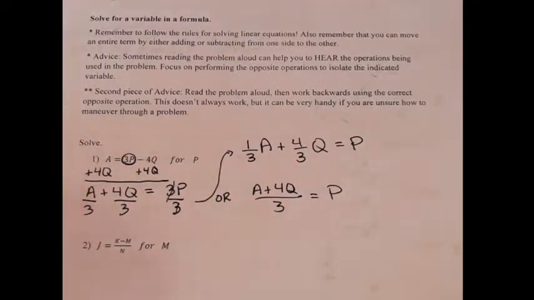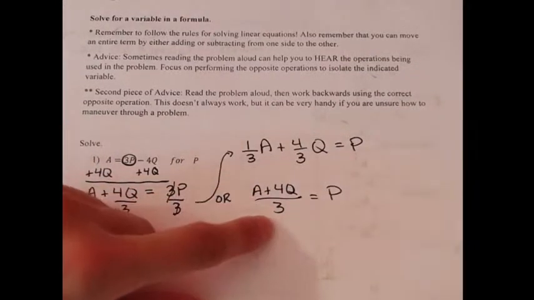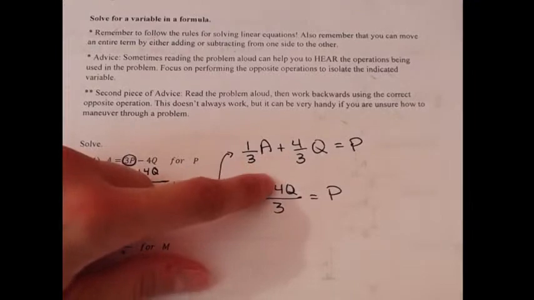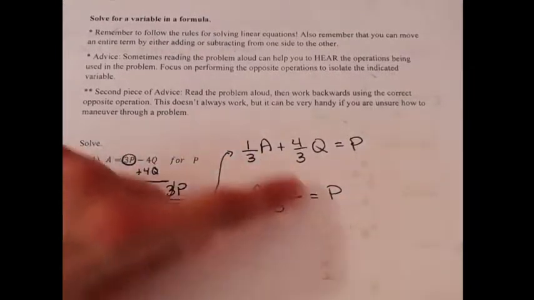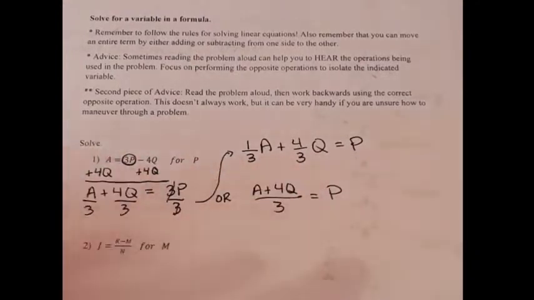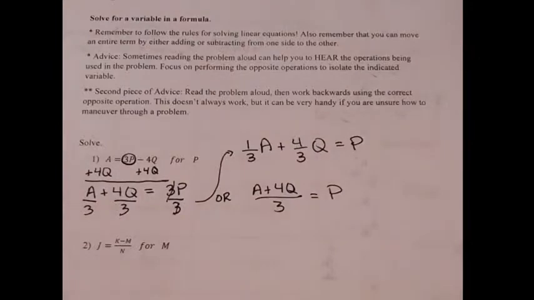the only downfall with writing it this way is I have found students forget the fact that what this means is that the term a is being divided by 3 and the term 4q is being divided by 3. Oftentimes when students see it as one fraction, they think one or the other, and that's not the case. Both terms are being divided by 3. So I would accept either answer.